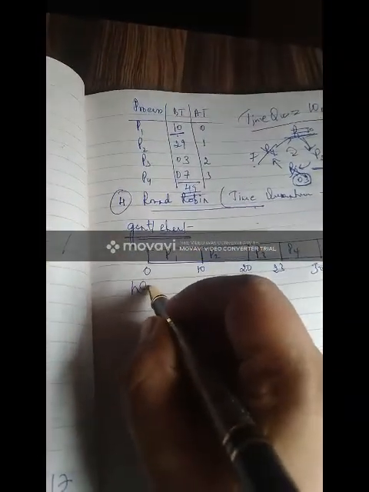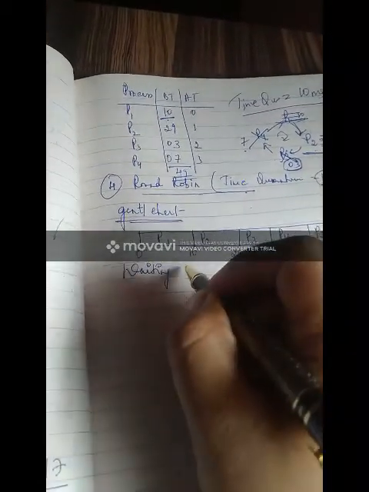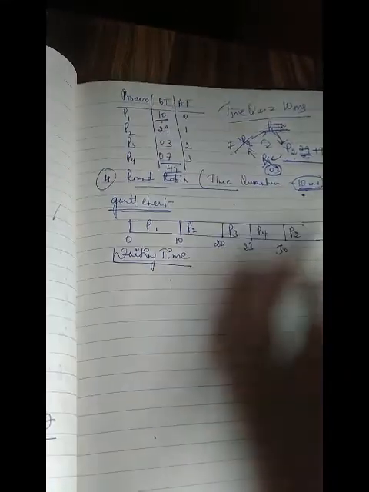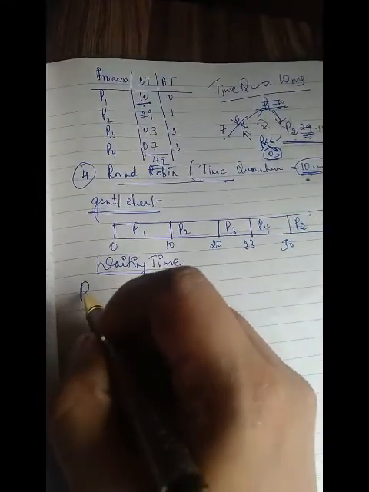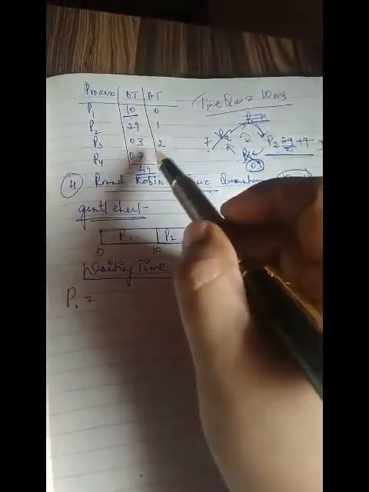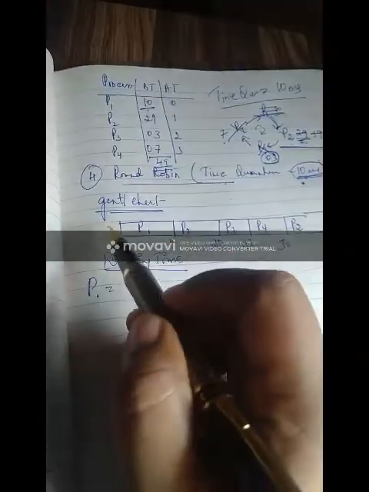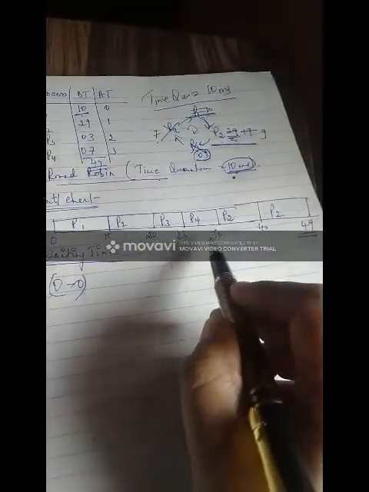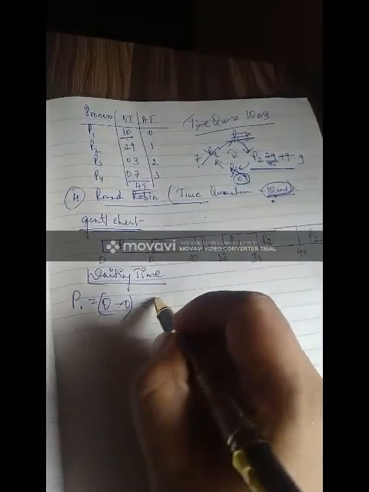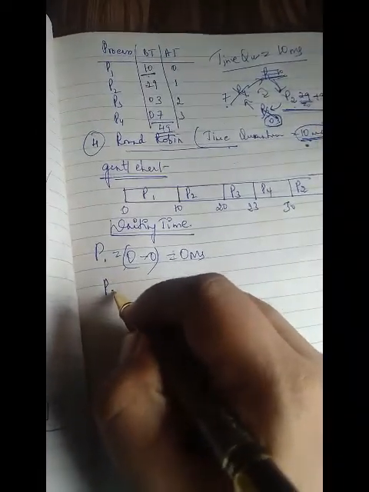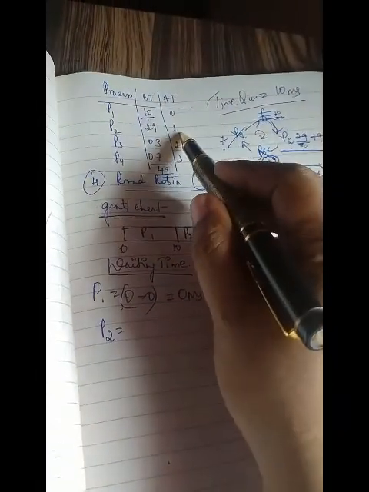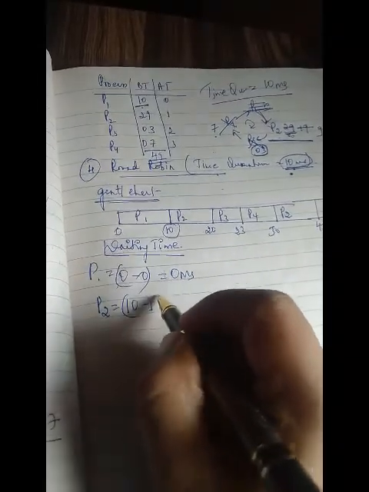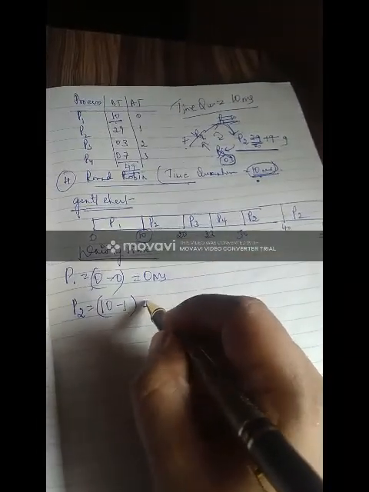Now waiting time. In round robin, calculating waiting time can be confusing, so we'll see it properly. For P1, what is the waiting time? It came in at 0 and got the CPU at 0, so 0 minus 0. P1 does not appear anywhere else, so you can simply write it as 0 milliseconds. For P2, we'll check. It came in at 1 millisecond and got the CPU at 10 milliseconds, so 10 minus 1.